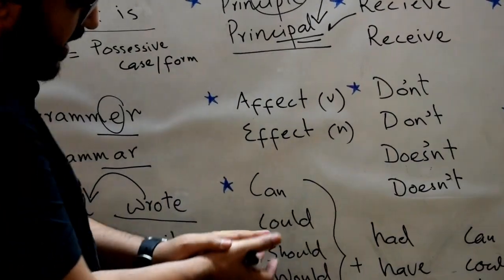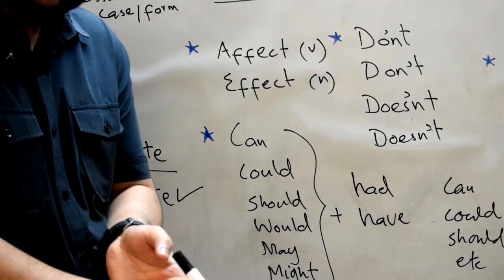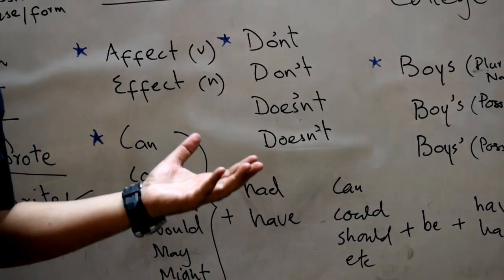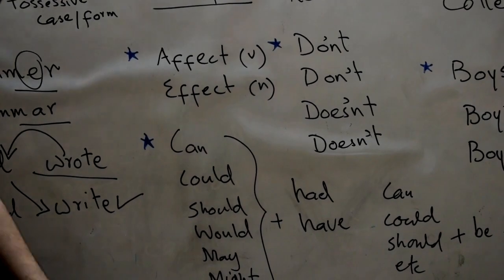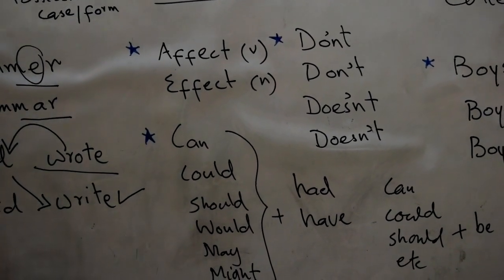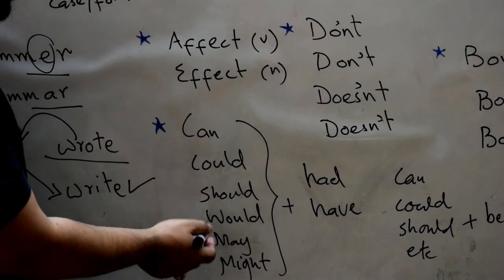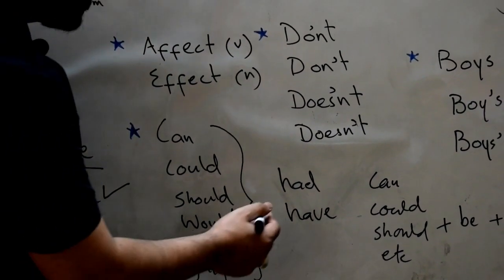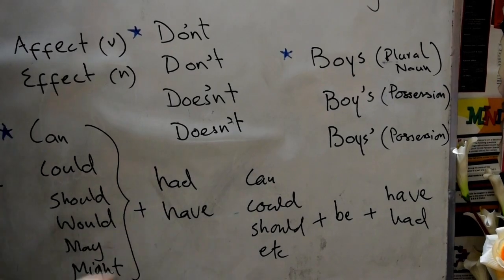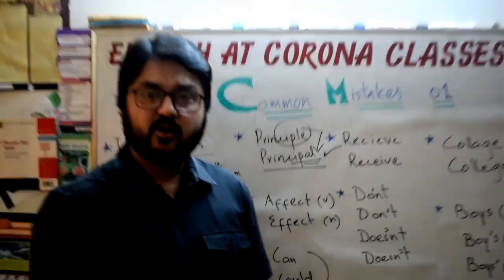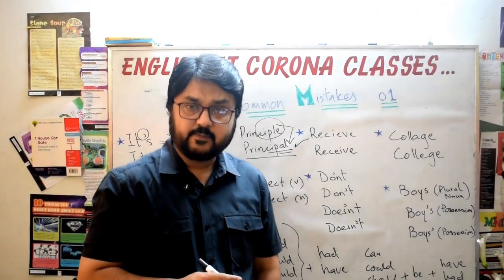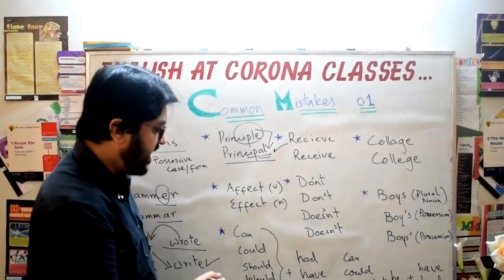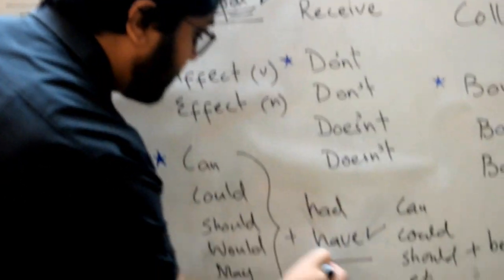This is also a strange mistake that is committed by some of you. Using can, could, should, would, may, might, these modal verbs, and then being confused whether to use had or have. Remember, if you are in active voice, you'll be using have with all of these modal verbs.